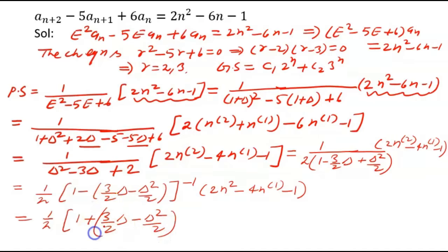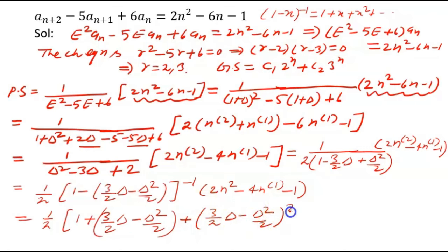I hope you got it, because the formula that we are using is (1 minus x) to the power minus 1 is 1 plus x plus x square and so on. So I have written the 1 plus x term. I also need to write the x square term. So that will be like (3 by 2 delta minus delta square by 2) square, and then there will be some other terms also, but I am not writing them, and I will explain why: the other terms will contain higher powers of delta, which we don't need. I hope you are getting my point.